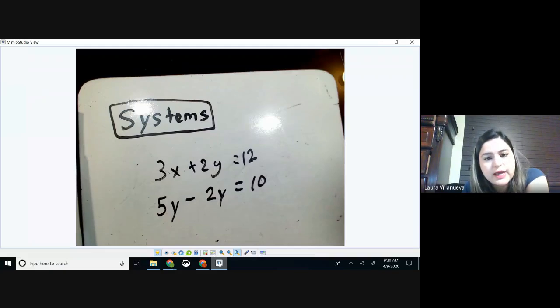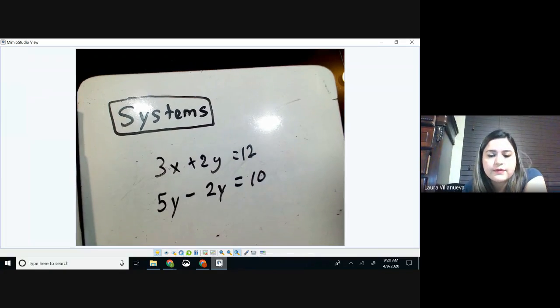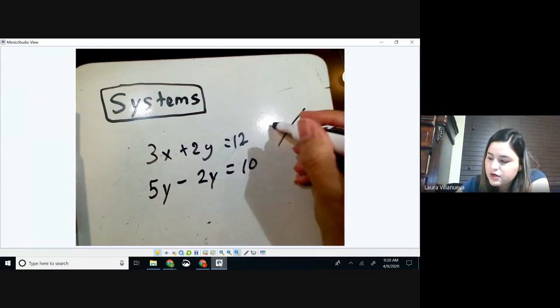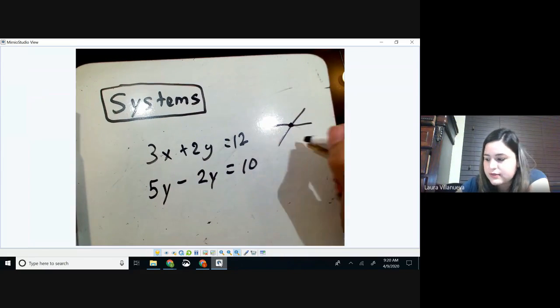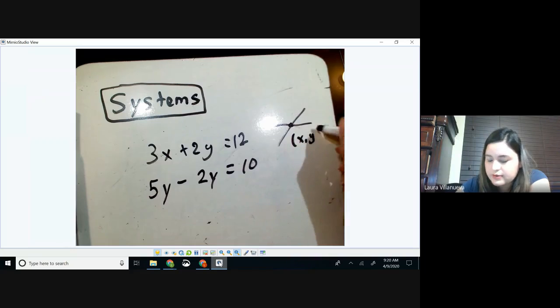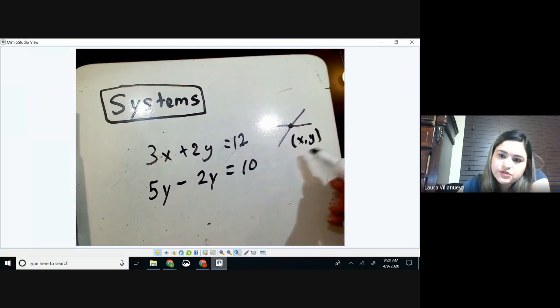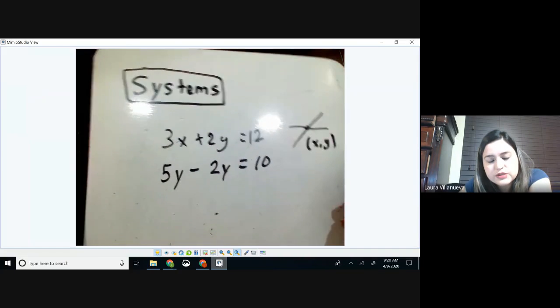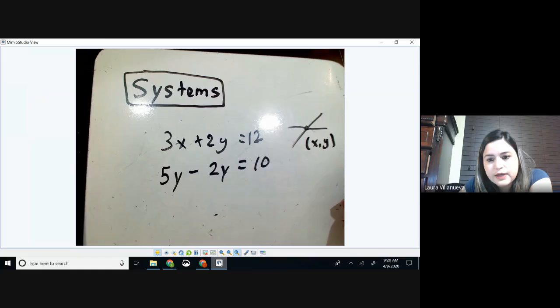How many solutions it has. And if it has one solution, we're going to check the actual solution, okay? Because when they cross at a certain point, that point is x and y. And if it's one solution, we're going to look for that x and that y. It's going to be a little bit simpler because we're going to be using the graphing calculator.